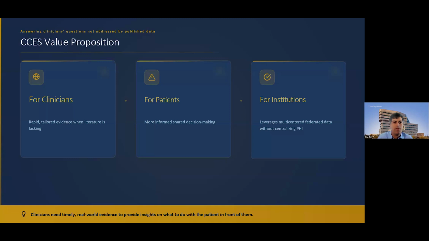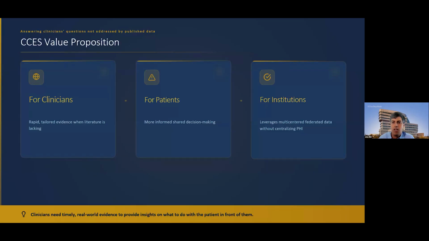So what is the CCS value proposition for clinicians, patients, and institutions? For clinicians, the value proposition is that it will allow for rapid, tailored evidence when literature is lacking. So when you don't have literature or other ways to get evidence on a clinical question, it gives you a way to get some evidence for those questions.